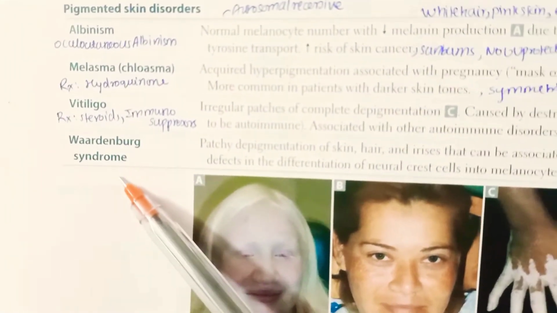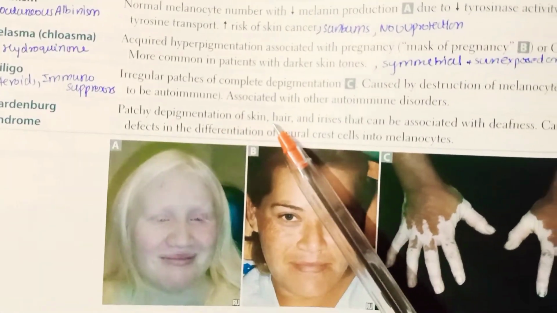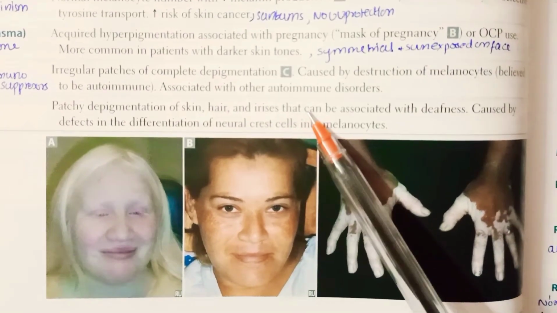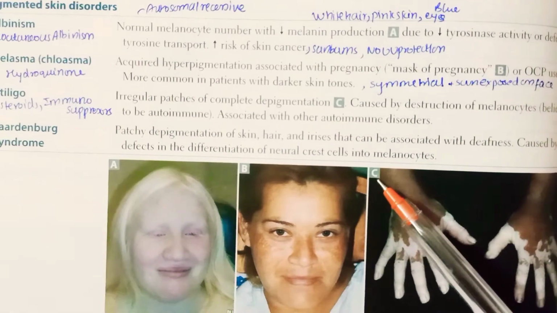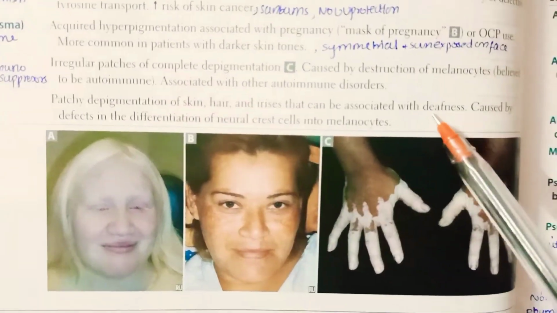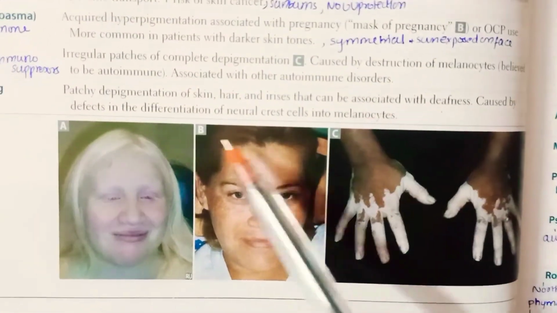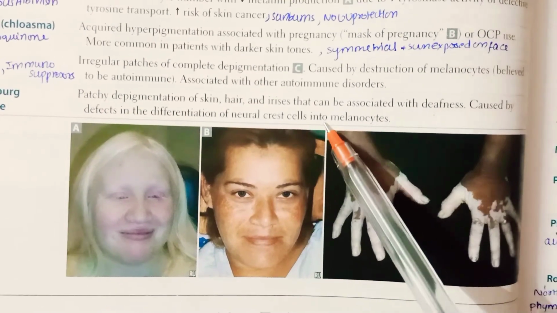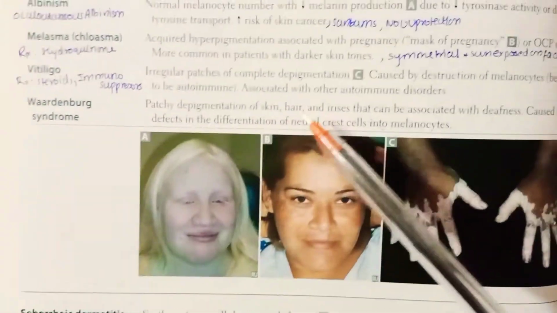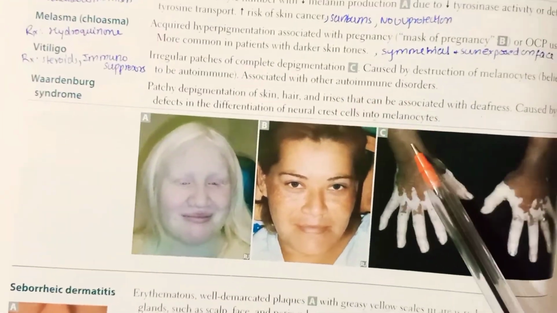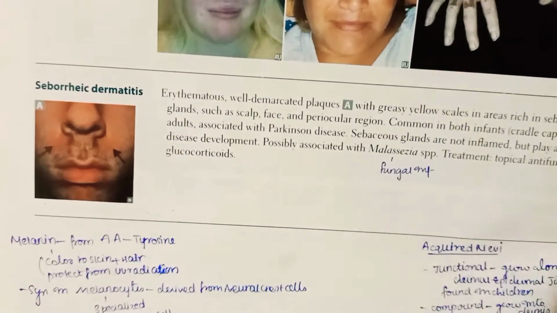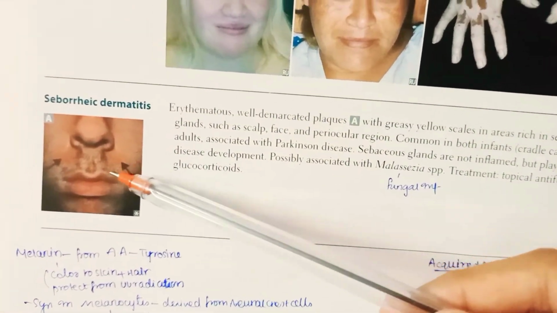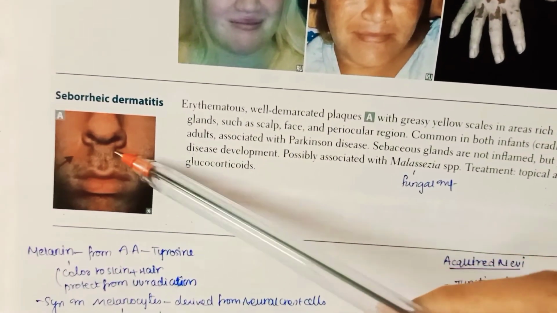Next, another one is Waardenburg syndrome. It is patchy depigmentation of skin, hair, and also iris that can be associated with deafness. So it is somewhat like vitiligo, patchy depigmentation, but it also causes deafness. It is caused by defects in differentiation of neural crest cells into melanocytes, because neural crest cells give rise to melanocytes. So some problem in neural crest cells leads to some problem in melanocytes, that is Waardenburg syndrome.